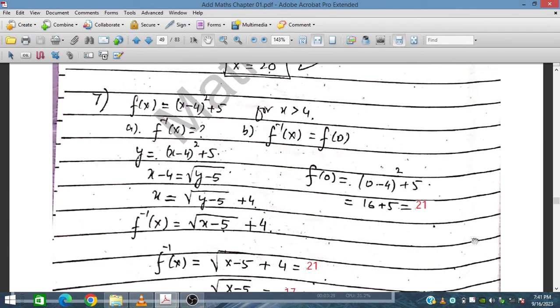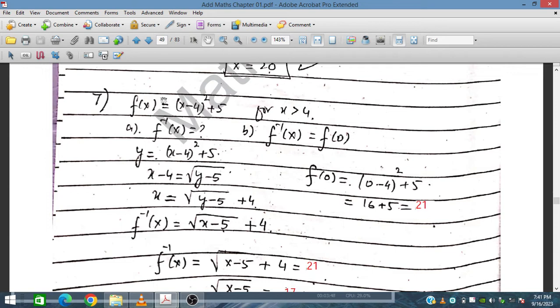Here we have f(x) equal to (x minus 4) squared plus 5 for x greater than 4, and we have to find f inverse x. In part B we have to show that f inverse x is equal to f(0), and we have to solve for x.